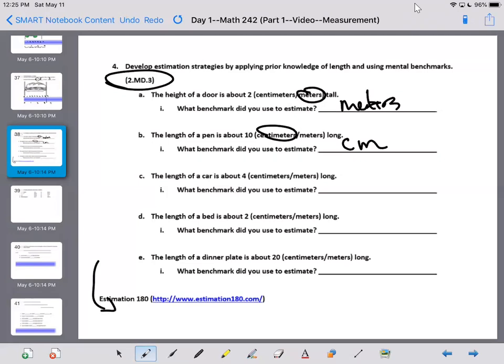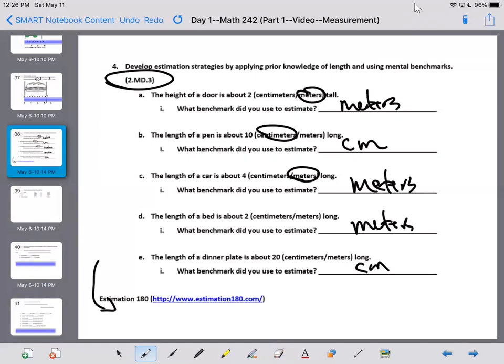The length of a car, 4 centimeters or 4 meters. So we're dealing with meters. Again, they might reference something like, well, I know the door is about 2 meters. So if I set that next to each other, that would be about 4 meters, which would be equivalent to approximately the length of a certain car. The length of a bed is about 2 centimeters or 2 meters. Well, we would say about 2 meters, and then you're just asking them to justify. Dinner plate, 20 centimeters or 20 meters. We would know that that would be about 20 centimeters.